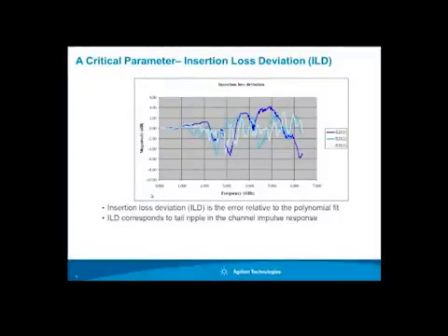In addition to curve fitting differential insertion loss, there's another term that's very important, called insertion loss deviation. Insertion loss deviation is simply the error of the actual data relative to the polynomial fit. This is what we call insertion loss deviation, and it is another calculation that's commonly done in MATLAB.